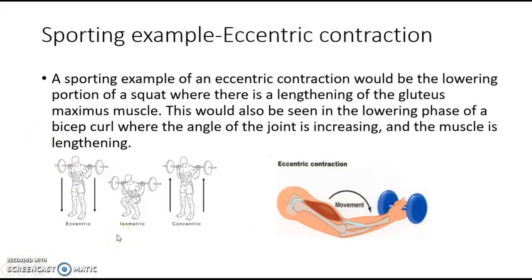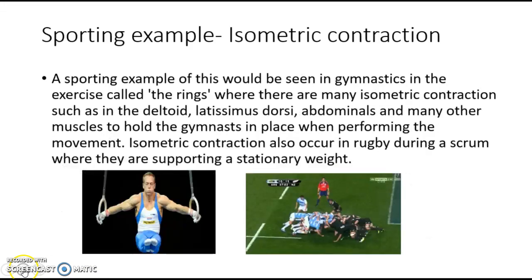Eccentric contraction would be found in the lowering portion of a squat, where there's a lengthening of the gluteus maximus muscle. This would also be seen in the lowering phase of a bicep curl, where the angle of the joint is increasing and the muscle is lengthening.